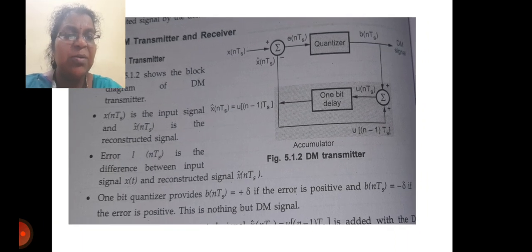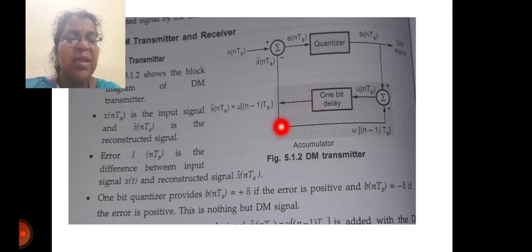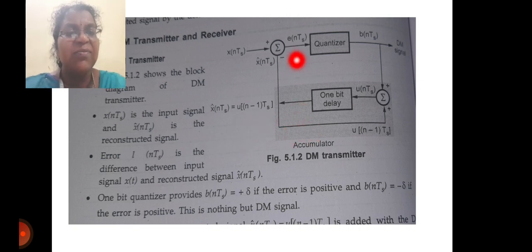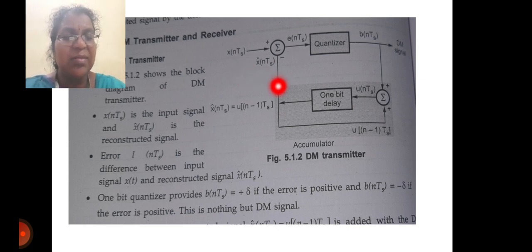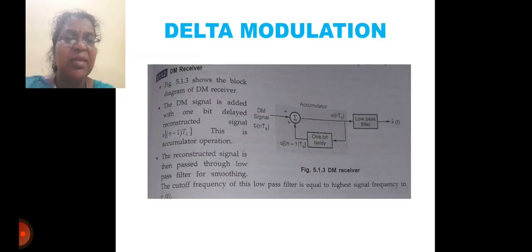So the figure shows the block diagram of a delta modulation transmitter. x(nTs) is the input signal and x̂(nTs) is the approximated signal. The error signal e(nTs) is the difference between the input x(nTs) and x̂(nTs). The 1-bit quantizer output b(nTs) will be either plus delta or minus delta depending upon the error signal. The output is a delta modulated signal.